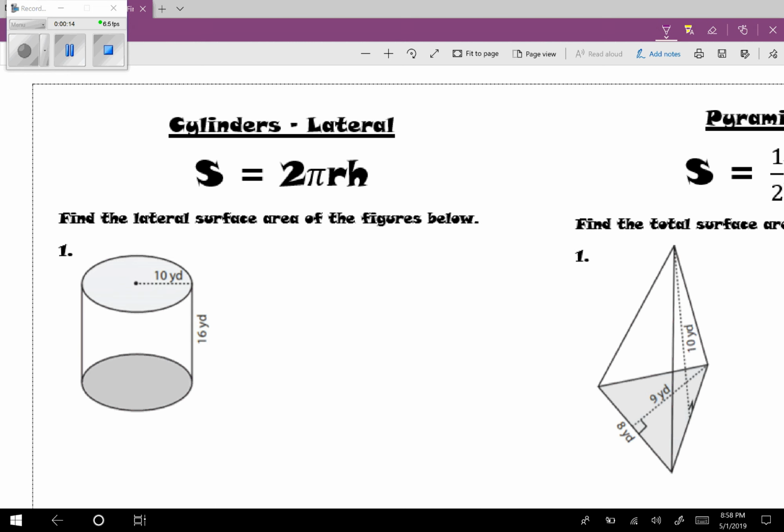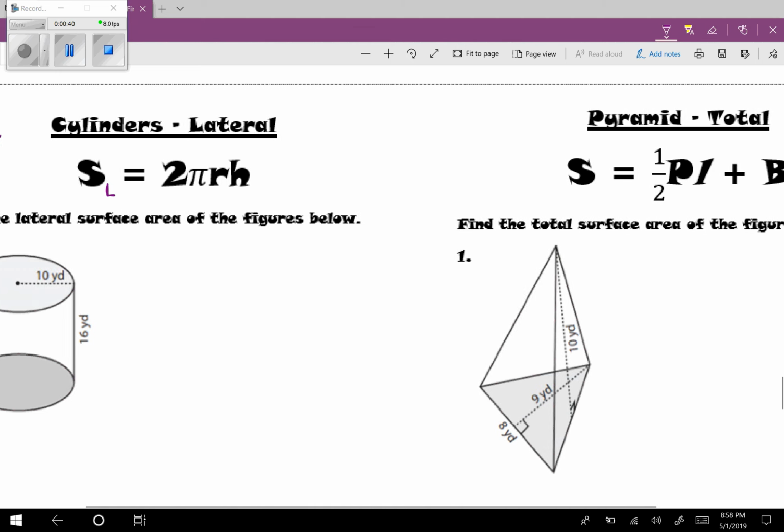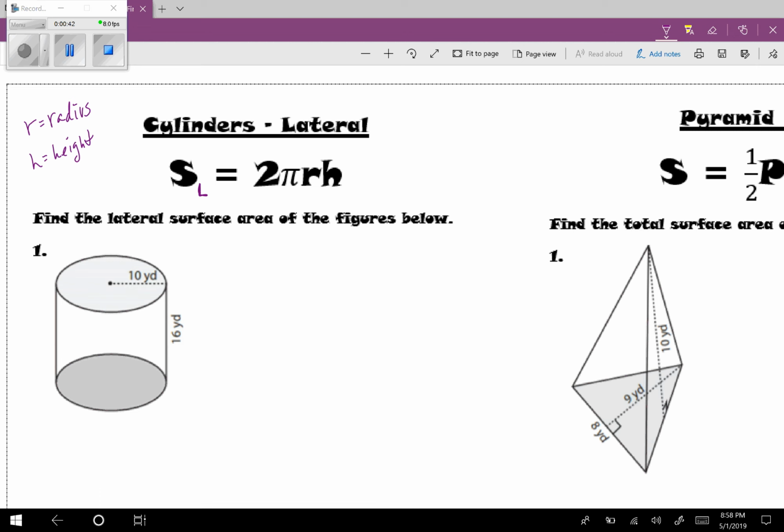So here's our formula. Like I said, I always like to put an L for lateral, so I know what I'm finding. And then it's 2 times pi times r times h, where r is your radius, and h is going to be the height of your cylinder. So the distance between those two circles. So all you've got to do is just plug into the formula.